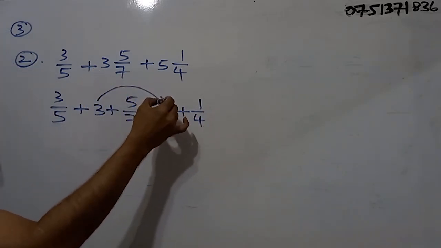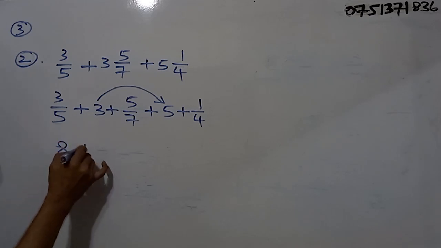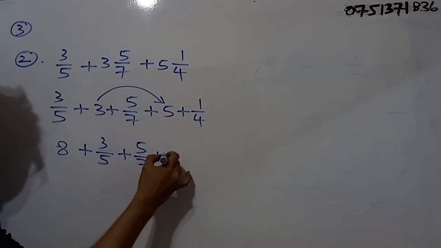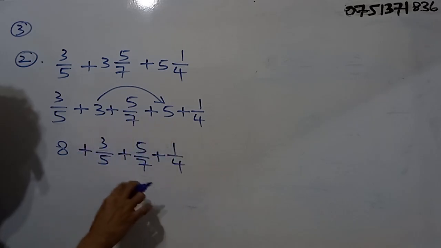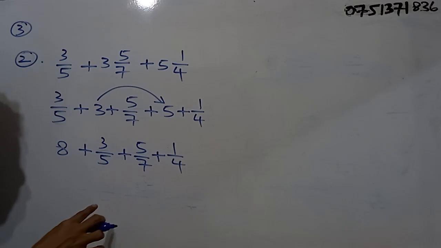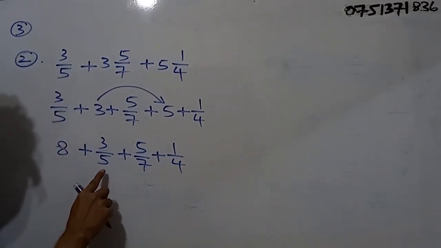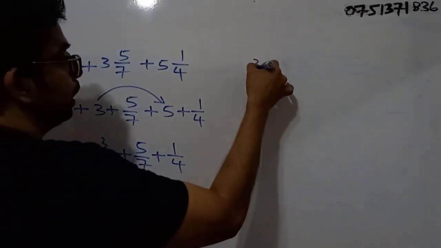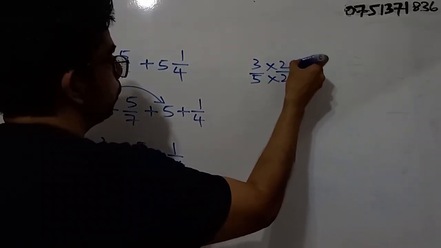Now I can simplify these two whole number parts. So I get what? 8 plus 3 by 5 plus 5 by 7 plus 1 by 4. So now I have to simplify these three fractions, right? So we have 5, 7 and 4. So we need to consider the LCM, right? So when we consider the LCM of these three fractions, it will be what? 140.